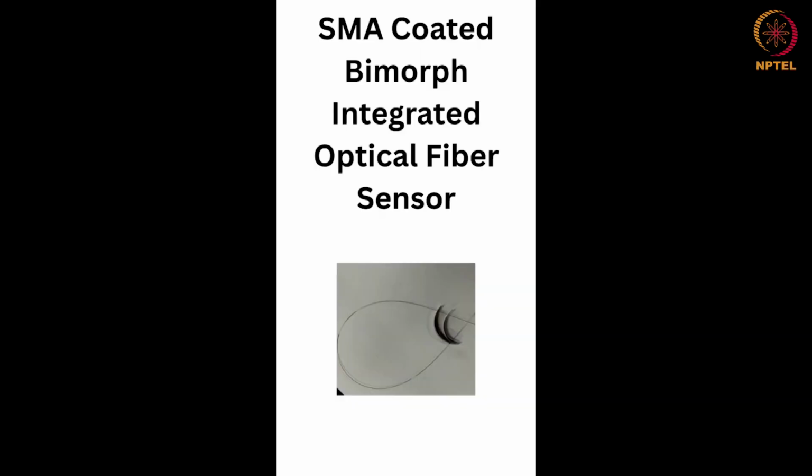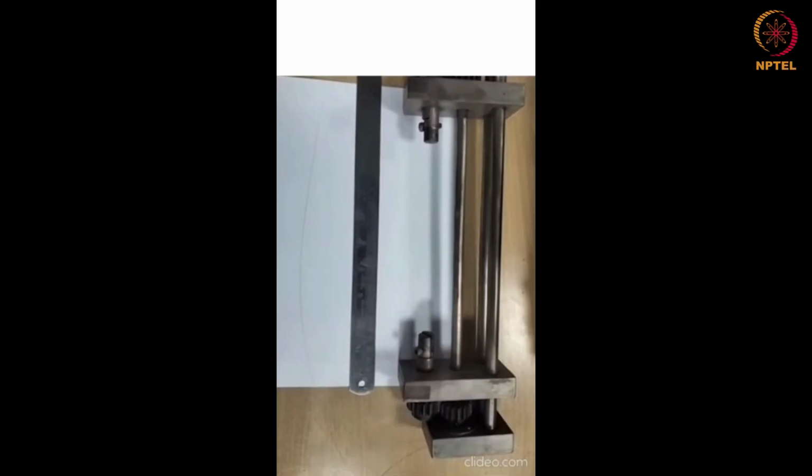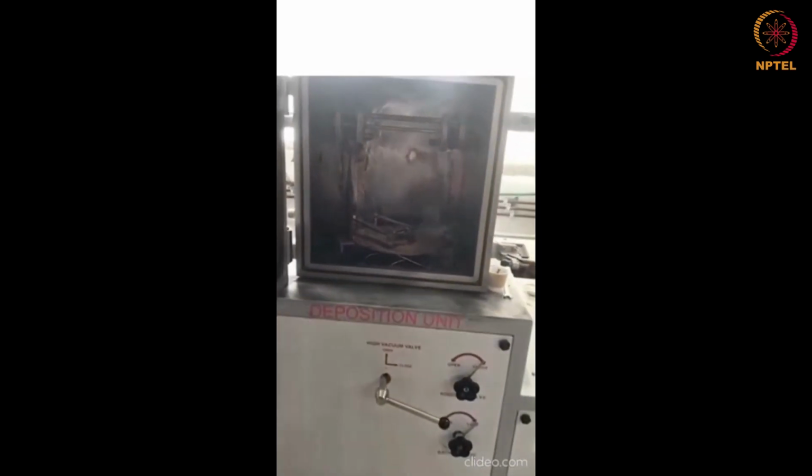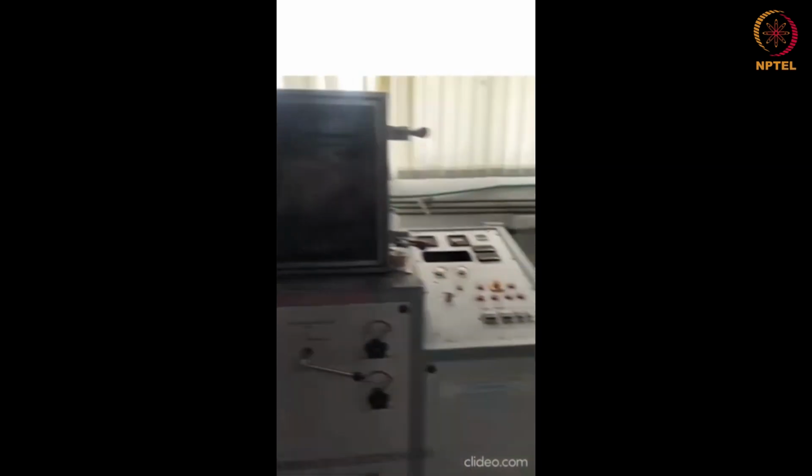A Bimorph integrated optical fiber sensor was designed by integrating optical fiber with Bimorph. SMA coating was done on the fiber by placing it on the holder during deposition in a thermal evaporation unit, and it is rotated at a fixed RPM for ensuring uniform coating all around the fiber. The SMA coated optical fiber appears strained because of its martensite phase retention.